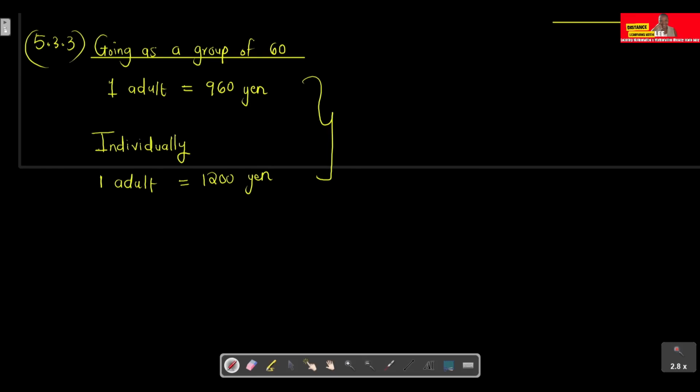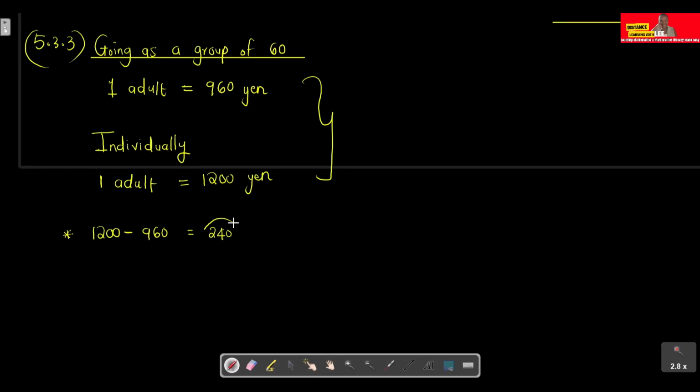Okay, we basically see that if you decided to go as a group, if you take that 1,200 and you minus 960, you would actually save 240 yen.